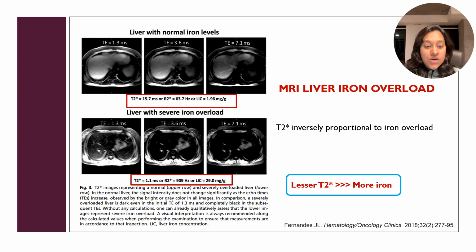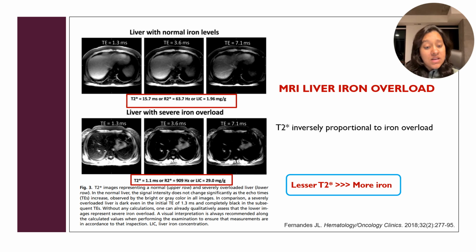Okay, so if you look at this image on the top, this is a liver with normal iron levels. So we see a nice homogeneous texture of the liver, which appears around grayish in color. And the T2 star value estimated on MRI is 15.7 milliseconds, which corresponds to a liver iron concentration of 1.9 mg per gram of dry weight of the liver.